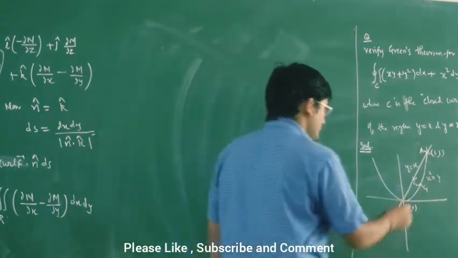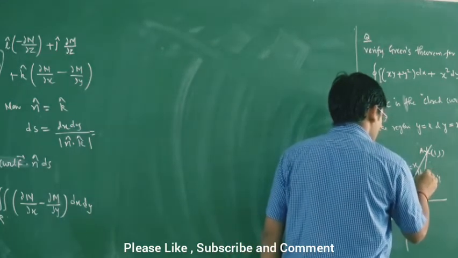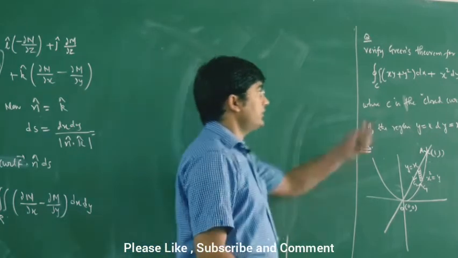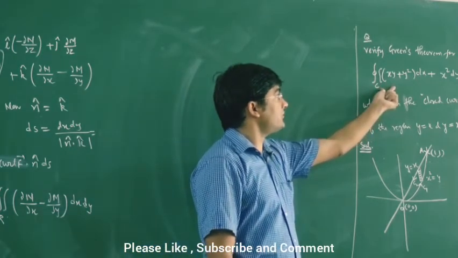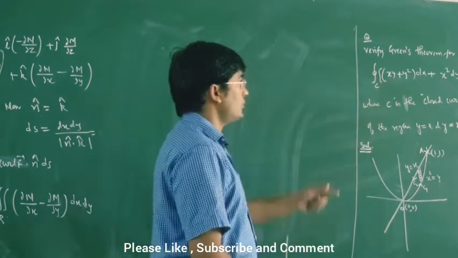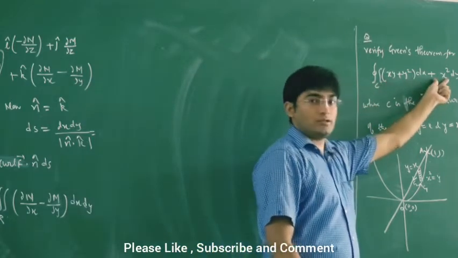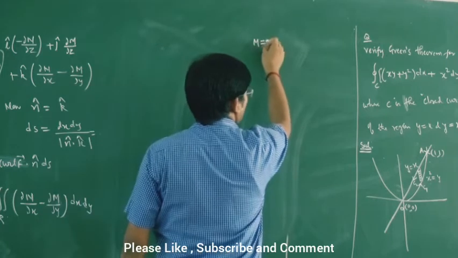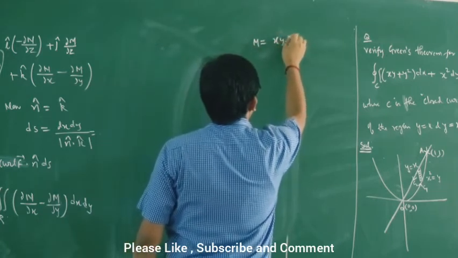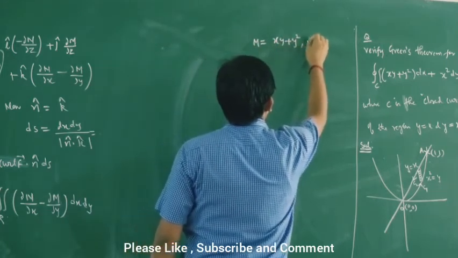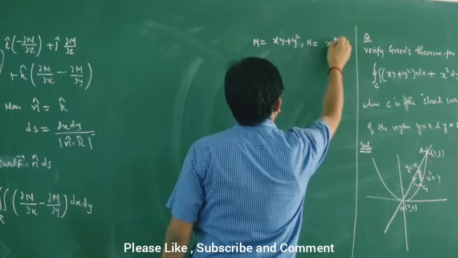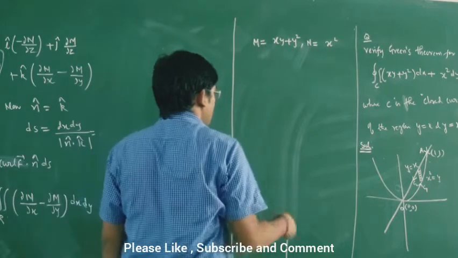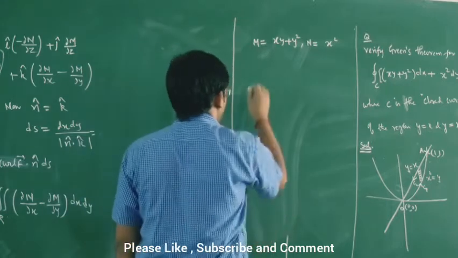Now for the surface integral, we will take a vertical strip. Now here we have to verify this Green's theorem. So your M is this one, your N is this one. So in our case, our M is equal to xy plus y square and N is equal to x square. Therefore, now let us evaluate the surface integral first.